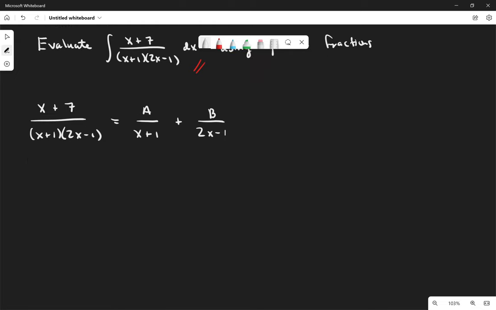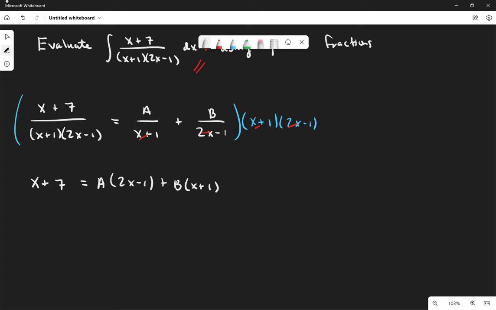Okay, and then just like before in the previous video, we clear out all the fractions, multiply everything by x plus 1 and 2x minus 1. On the left-hand side, I get x plus 7. And on the right-hand side, I get A, the x plus 1's cancel, A times 2x minus 1, and then these cancel here, so I get B times x plus 1.